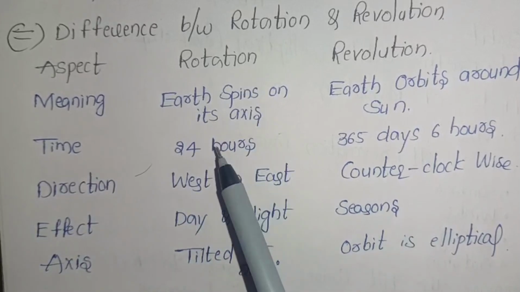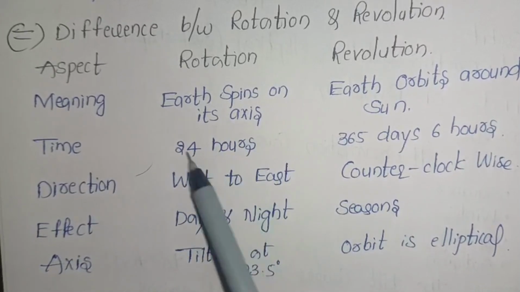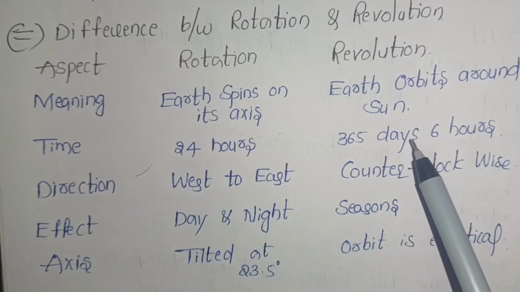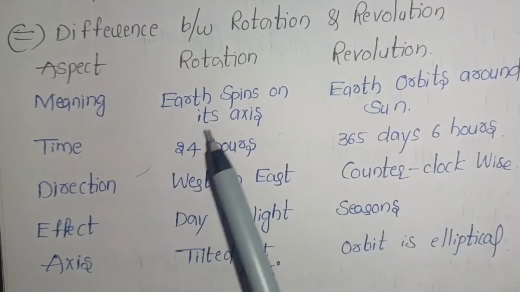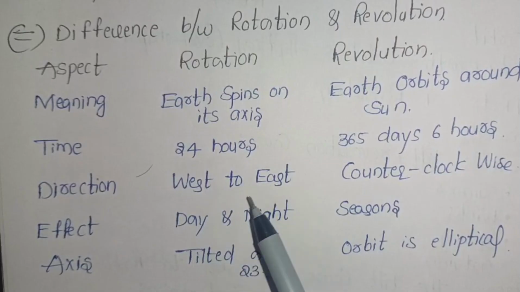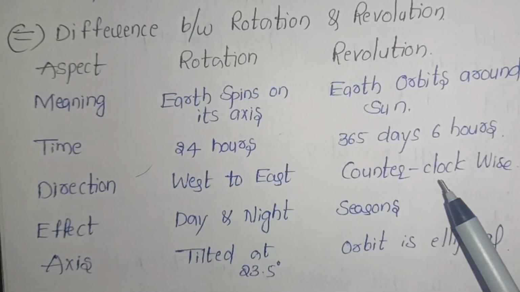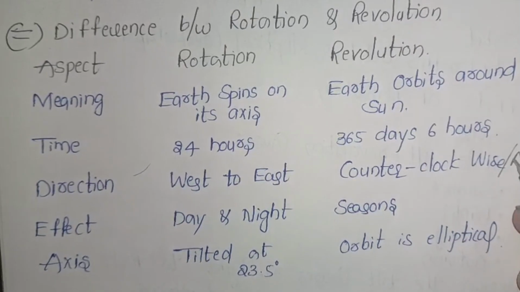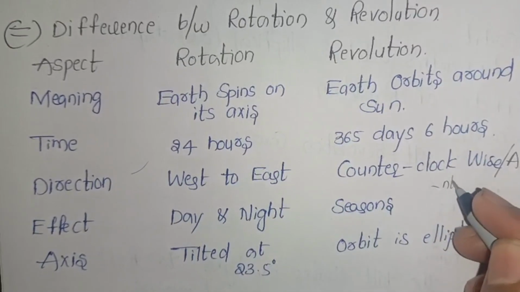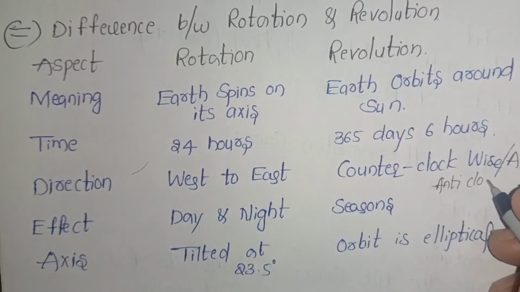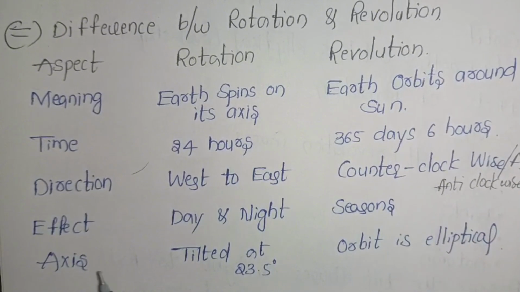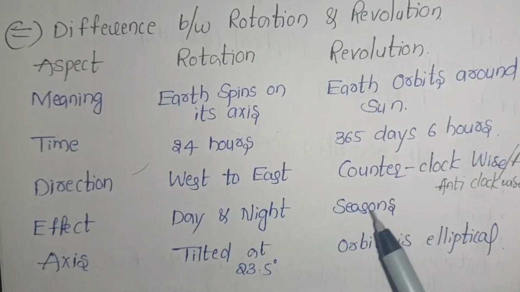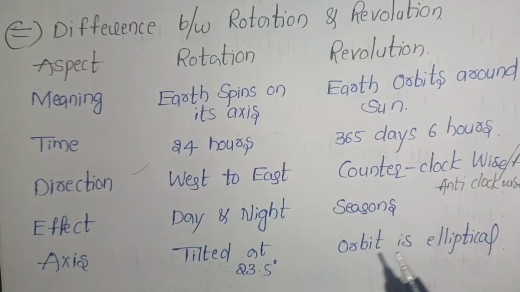The time taken for rotation on its own axis is 24 hours. The time taken for revolution around the Sun is 365 days and 6 hours. Hope you understood. The direction of rotation is west to east, and the direction of revolution is counterclockwise, or anti-clockwise. The effect of rotation is day and night. The effect of revolution is the seasons, like summer, winter, rainy, etc.